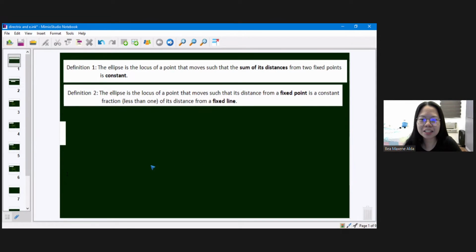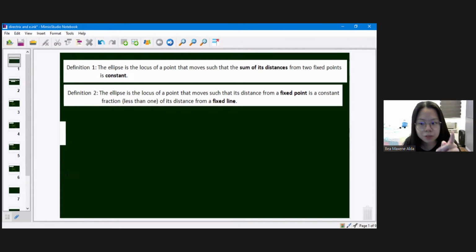So, for the second definition, the ellipse is the locus of a point that moves such that its distance from a fixed point is a constant fraction, less than 1, of its distance from a fixed line. Yung fixed point, yun yung focus ulit, tapos yung fixed line, yung directrix. So, emphasize tayo dun, no? Parang familiar, no? Saan na ba ako nakakita ng may fixed point, may distance sa fixed point, tapos may distance din sa fixed line? Isip tayo.